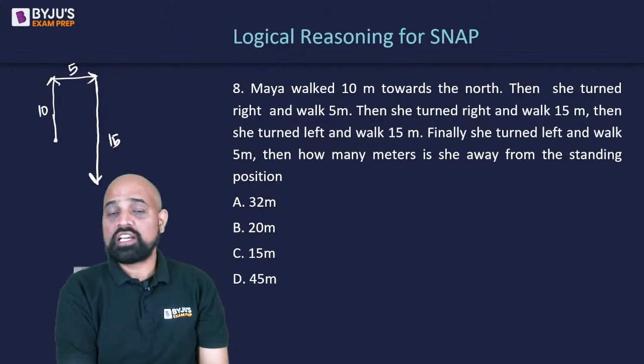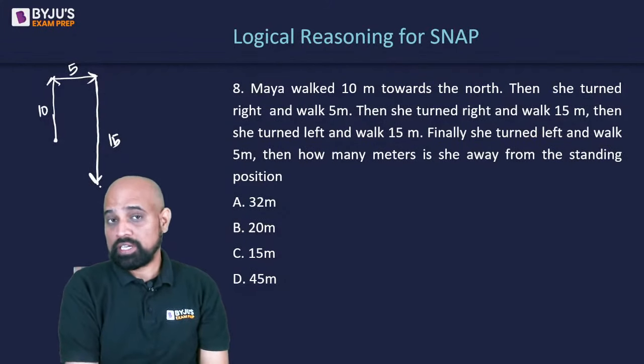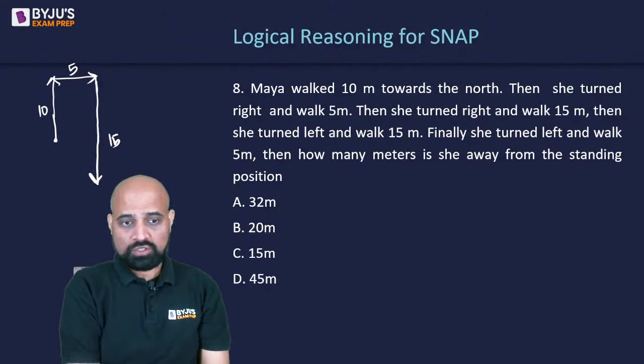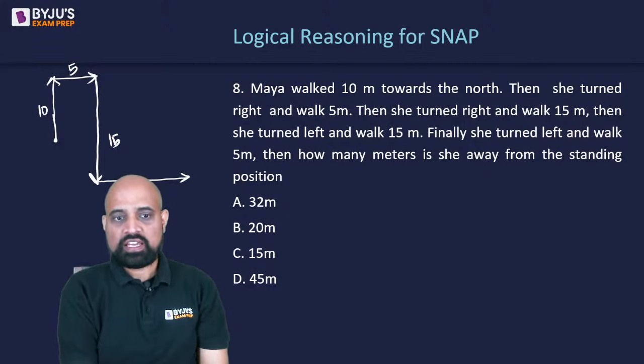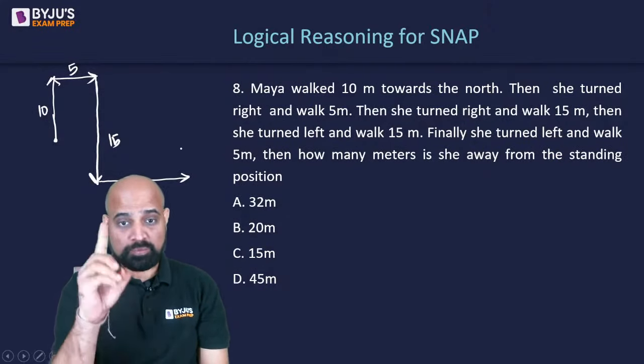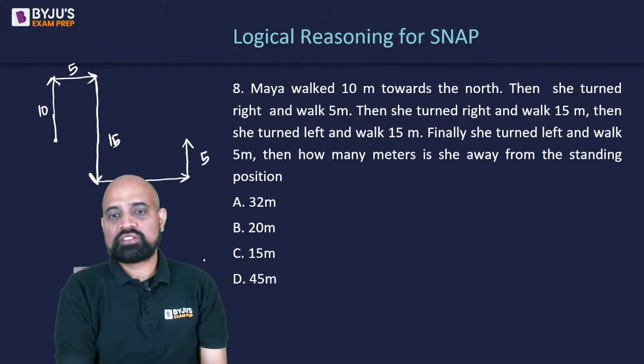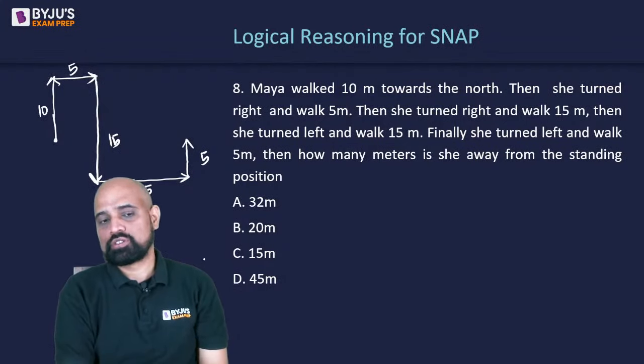And then she turned left. Her left is going to be our right because her direction is opposite to ours. So this is where her left will be. And she walked 15 meters. Finally, she turned left, that is upwards, and walked 5 meters. How many meters is she away from the standing position?